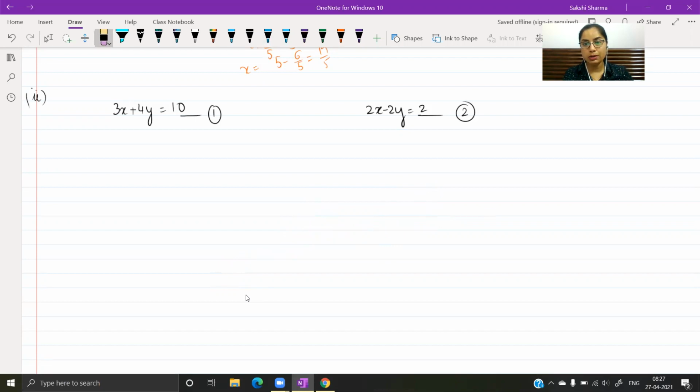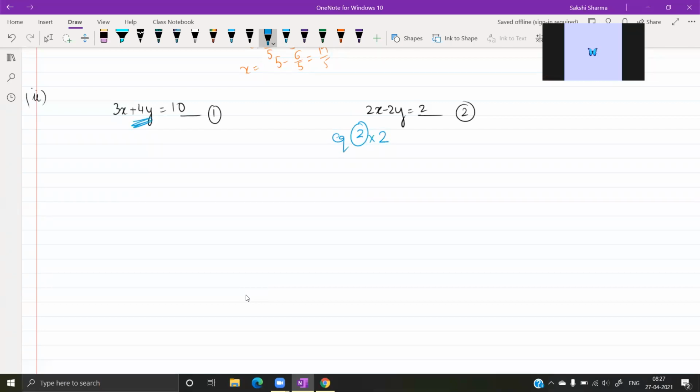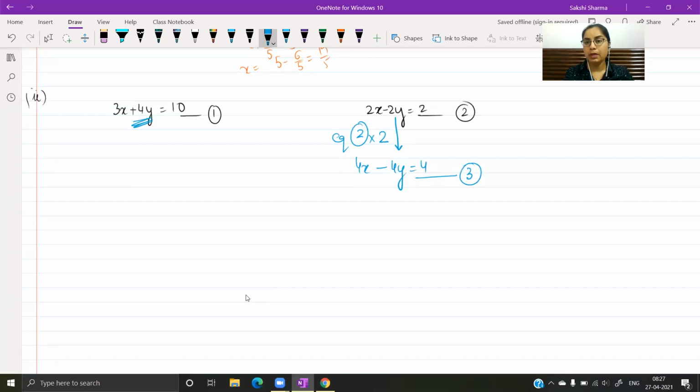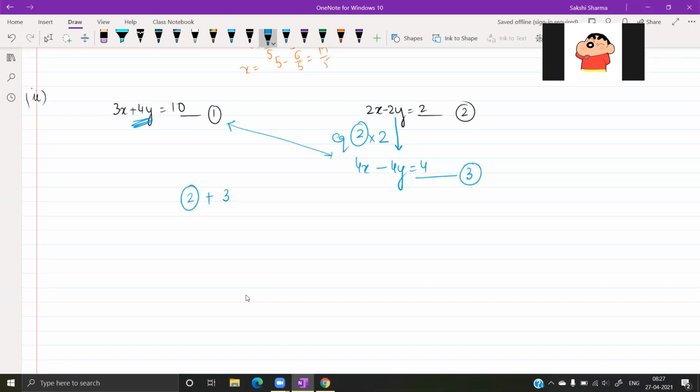So which term do you want to eliminate in this pair? Y. That will be easier. So let's multiply our equation number 2 with 2, because here there is 4y, and I need 4y here too. So this becomes 4x minus 4y equals 4. This is the new equation. Now we want to combine 1 and 3. Addition or subtraction? Addition. Equation number 1 added with equation number 3.